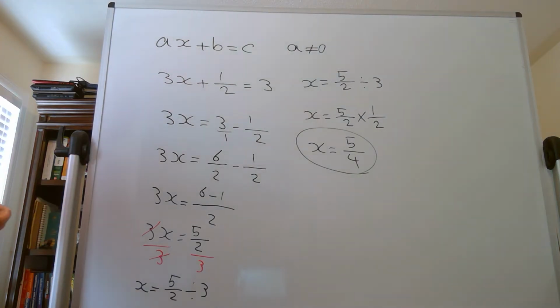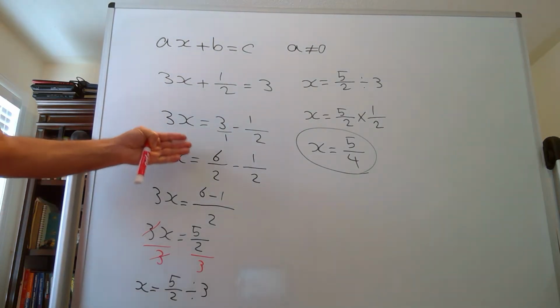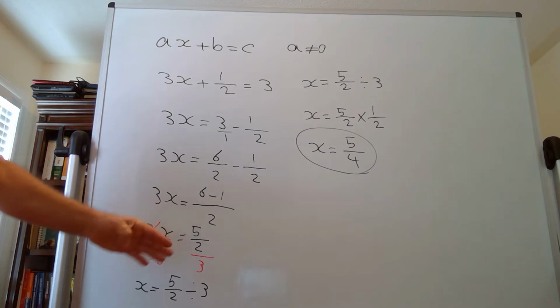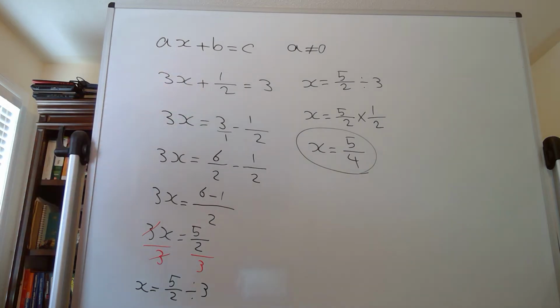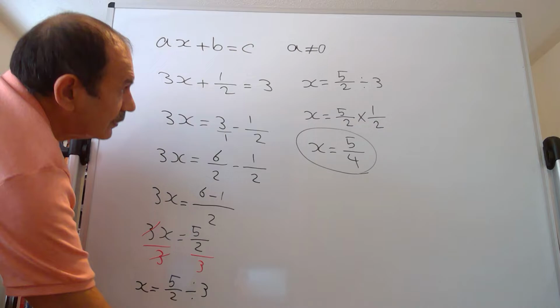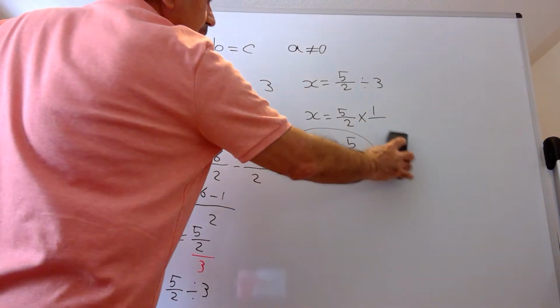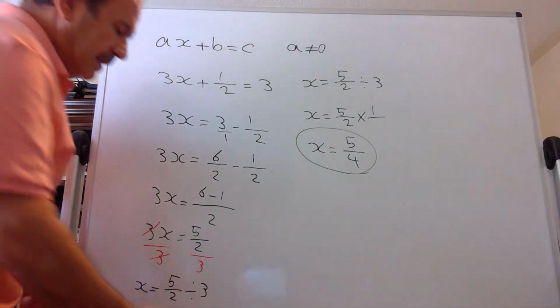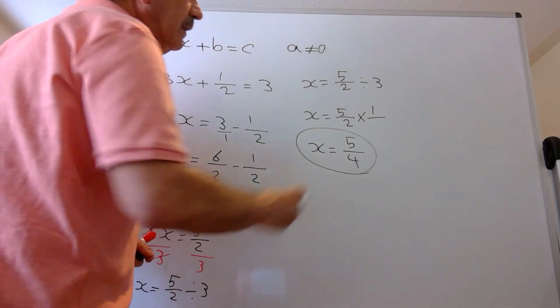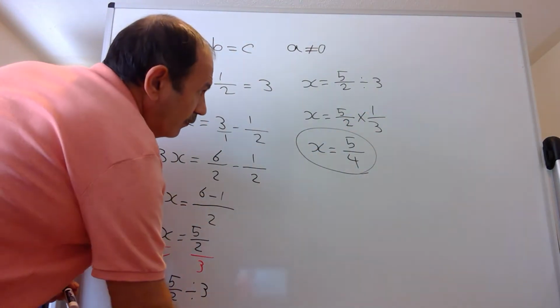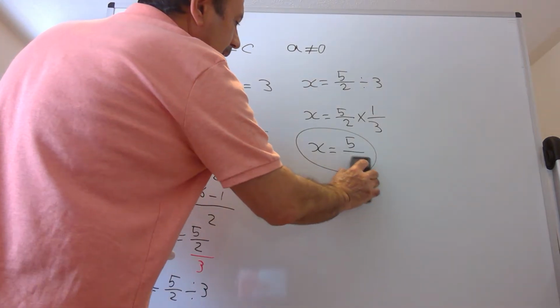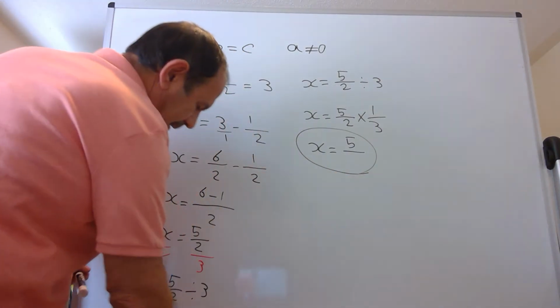Now, let me just check that my calculation is right. 5 over 2 divided by 3 is 5 over 2 multiplied by, oh sorry, this one is going to be 1 over 3, not 2. I make mistakes in this part. 1 over 3, then it is 5 over 6. This is going to be the final answer.